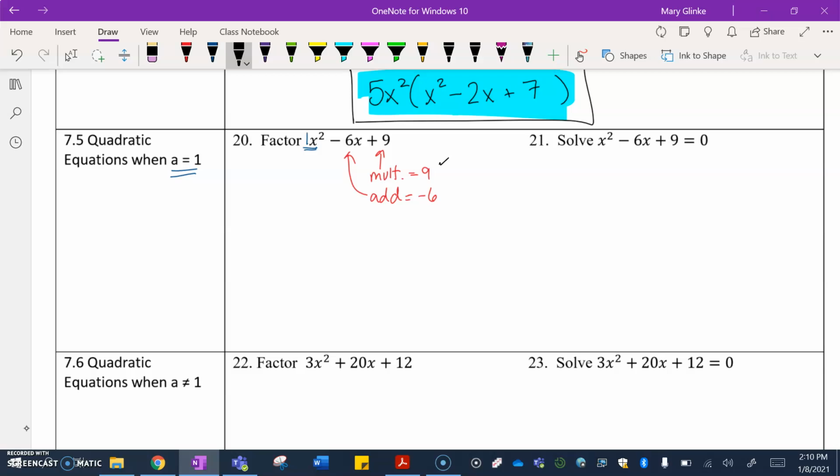So deal with your multiply numbers. You can do 1 and 9 or 3 and 3. And the one that actually works to get the add number is if you have the 3 and 3, but they were both negative. If you have a 1 out in front, this is a shortcut method.